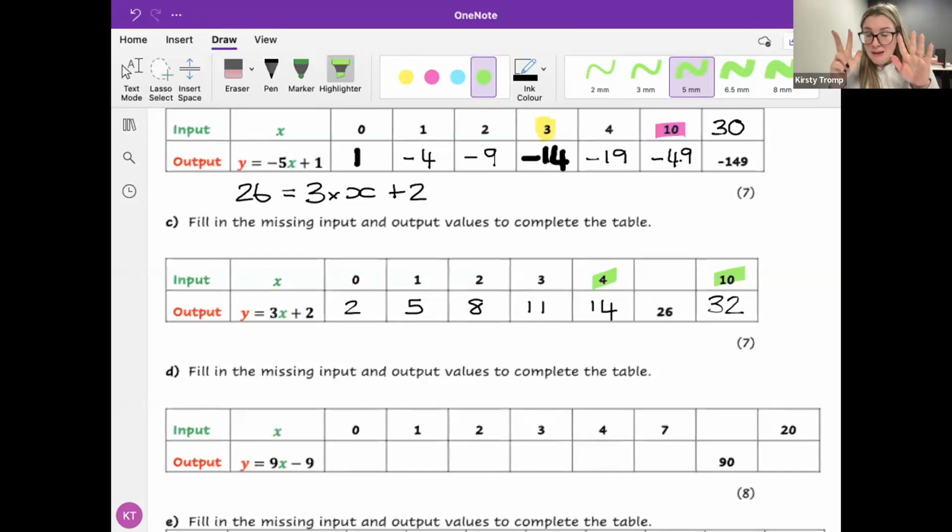3 times 8 is 24, and 24 plus 2, does that work? Yes, it does. Does that make sense, how we use trial and error? Yes, ma'am, I see, ma'am. Okay, good, well done. Thank you for the question.